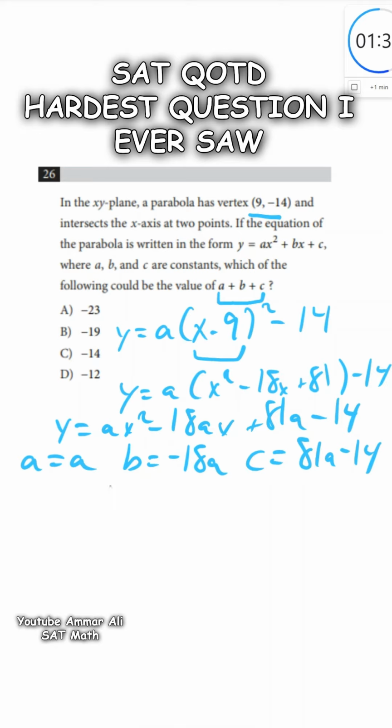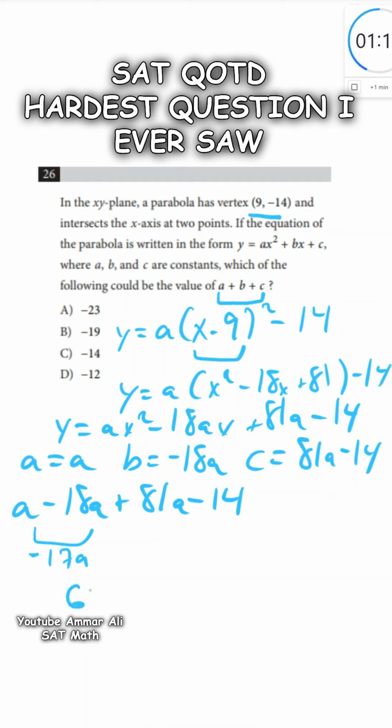Okay, so therefore a plus b plus c is going to be equal to a minus 18a plus 81a minus 14. Okay, therefore we can simplify this a little bit, so that becomes negative 17a plus 81a, that is going to be 64a minus 14.